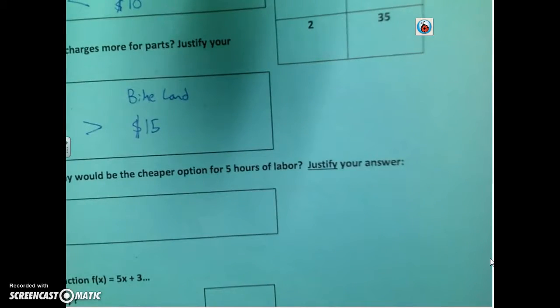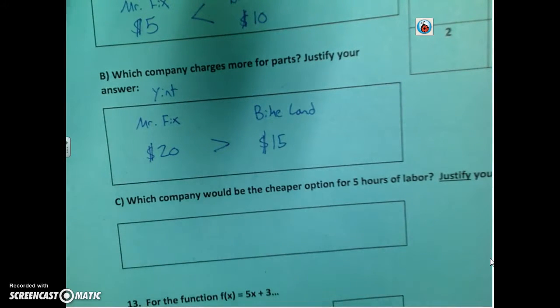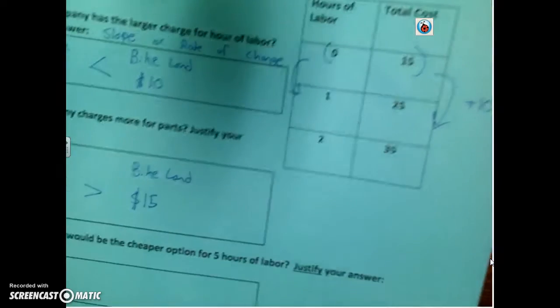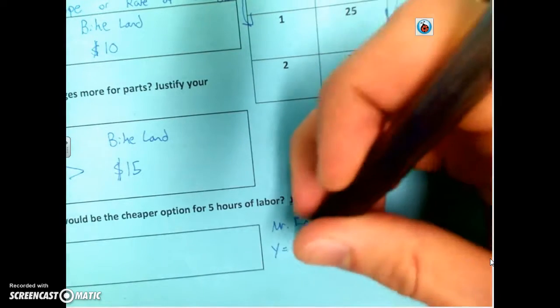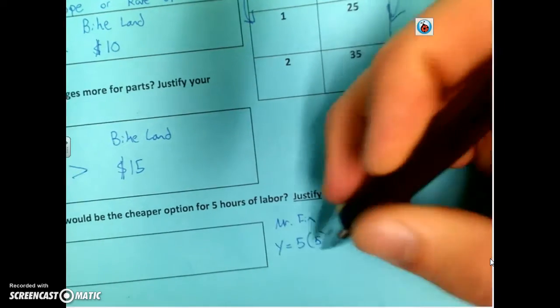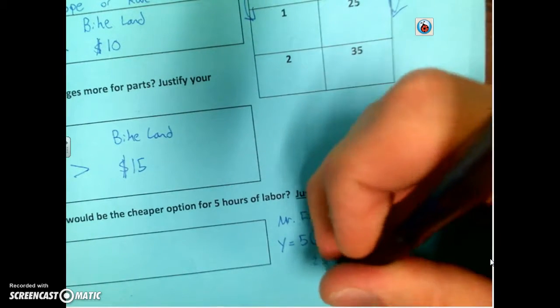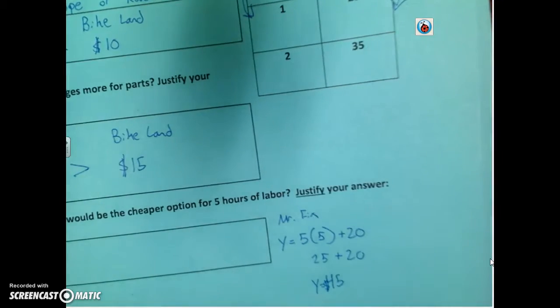Okay? Because which company would be cheaper for 5 hours of labor? And it wants us to justify our answer. The best way to find this out is to just take their equation and plug in 5 for x, or, in this case, if you wanted to extend the table down, you could. All right, so let's justify it here. So here's Mr. Fix-It. I'm going to take his equation, but instead of x, I'm going to plug in 5. 5 times 5 is 25, plus the 20, for 5 hours of labor, $45.